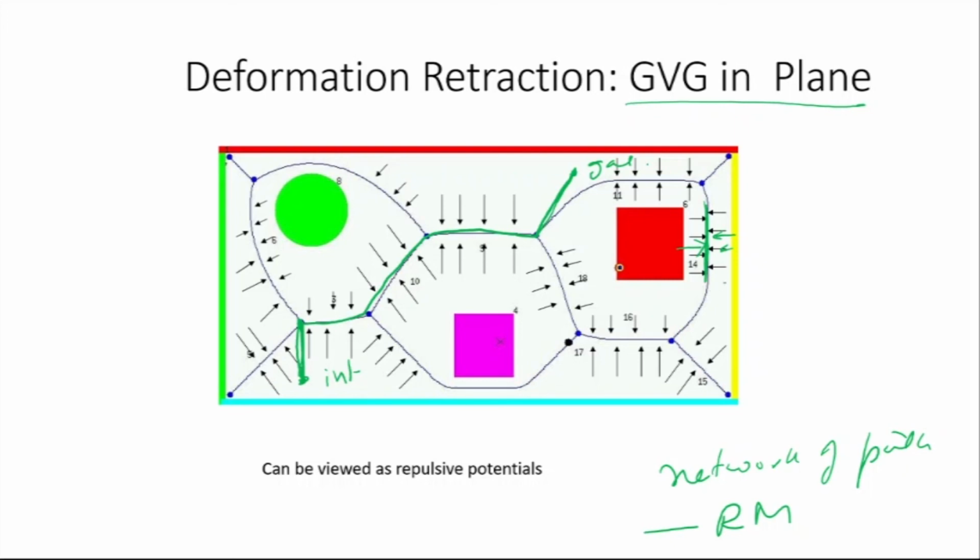So this is how we can find a path, either by using a visibility graph, or we can use a Voronoi diagram or a deformation retract, which are more or less the same.